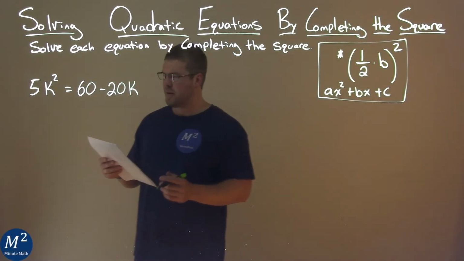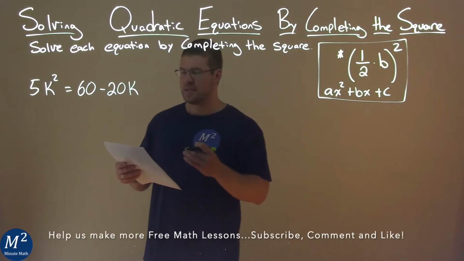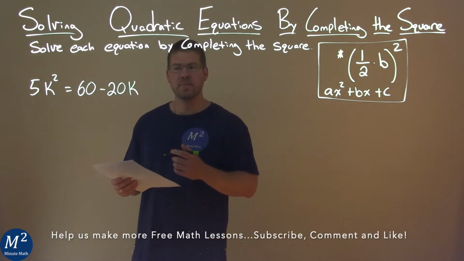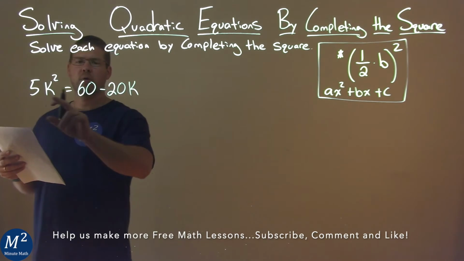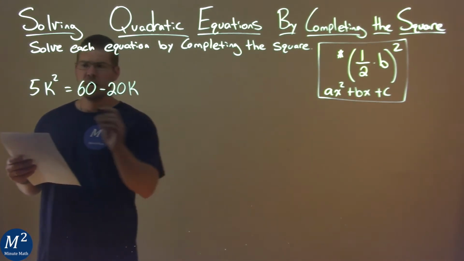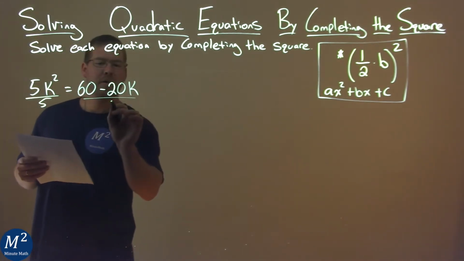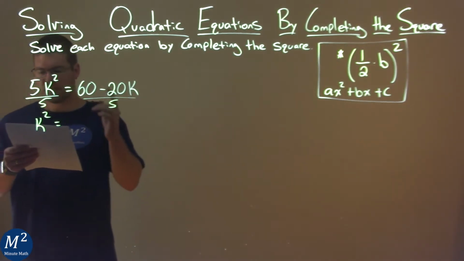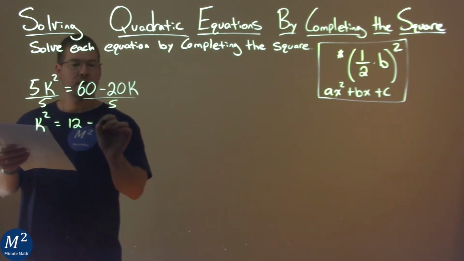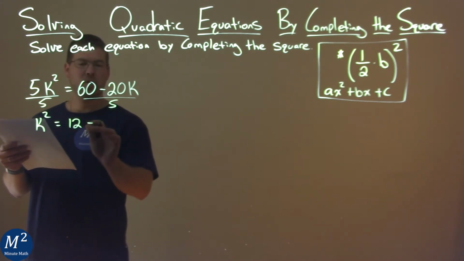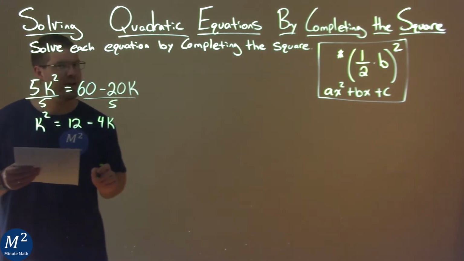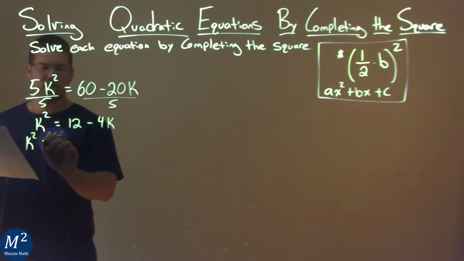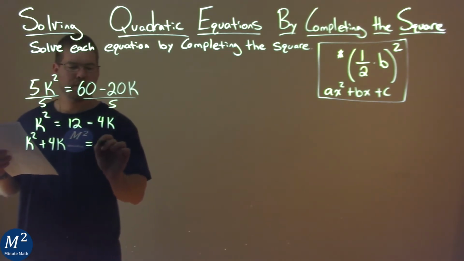We're given this problem right here. 5k squared equals 60 minus 20k. And we need to solve this by completing the square. Well, first thing I notice is all my coefficients are divisible by 5. So I'm going to divide both sides by 5. And I'm left with k squared equals, well, 60 divided by 5 is 12, and then 20 divided by 5 is 4, so we have 12 minus 4k. It's just a lot easier to deal with. I'm going to add a 4k to both sides, and I have k squared plus 4k, leaving a space here, is equal to 12.